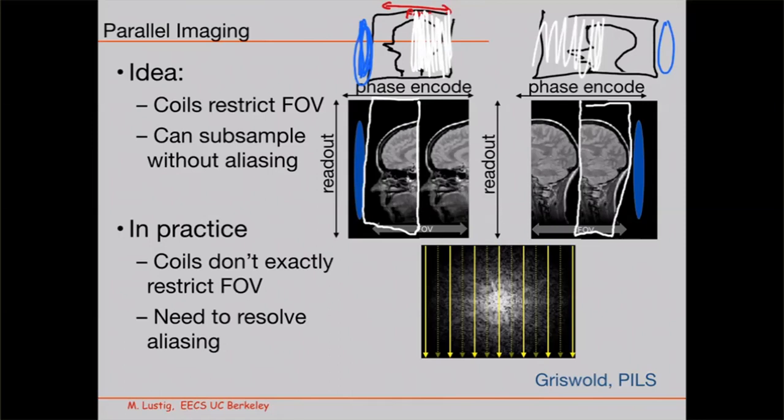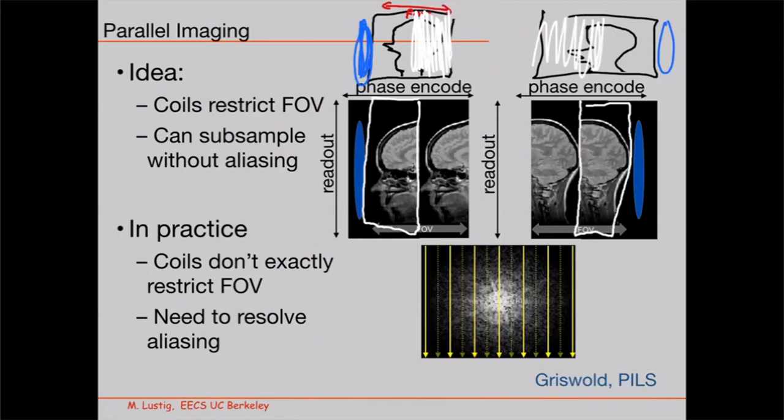All right, so that's the idea. In practice though, coils don't really restrict the field of view explicitly. And so we need a way to solve this aliasing, right? And the question is how to go about it.